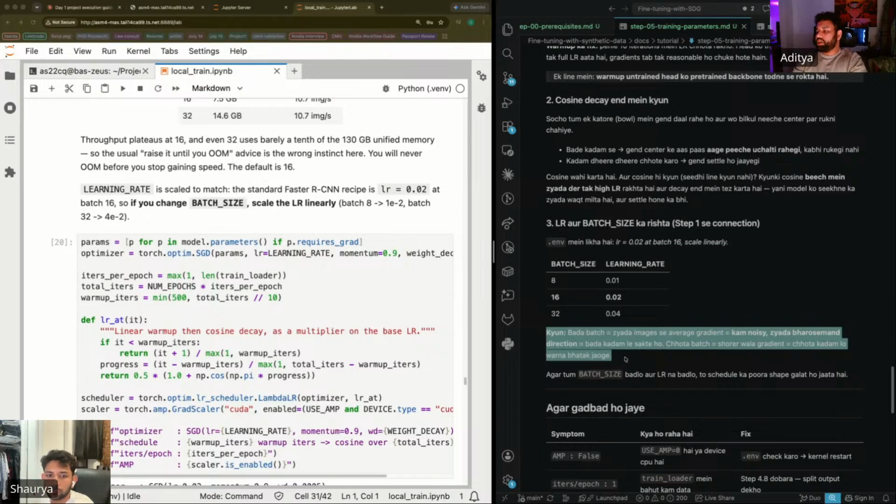It's, I think it's shorter wala gradient, not shorter. I think it's shorter. Yeah, but what does that mean? Okay, so bada batch zyada images se average gradient equal to kam noisy.